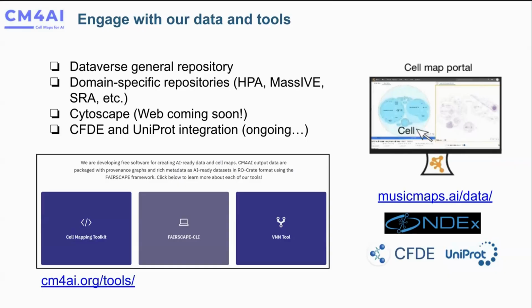And then in addition to interacting with the data, you can interact with some of our tools via our website. They're all open source. And for some of our additional platforms, such as Cytoscape, we're about to launch a web version, which will allow you to look at both the hierarchy tree and the circle packing view in the same window, and see all of the underlying data supporting those protein assemblies. For now, we have this collection of our music maps that you can view and index at that link there. Also working with CFDE and Uniprot to integrate all of our data and tools.